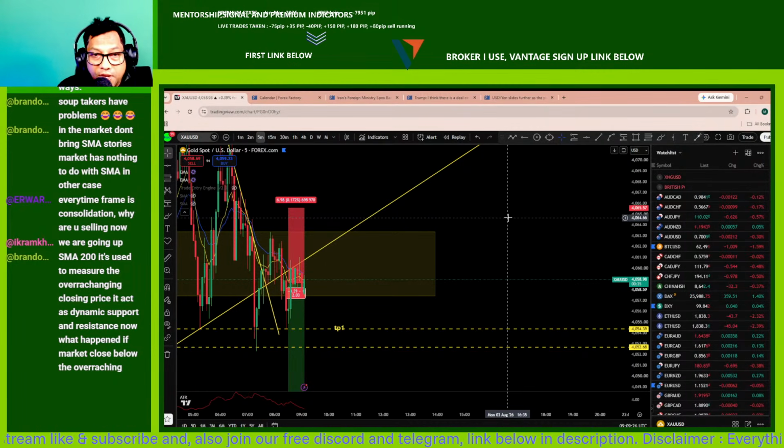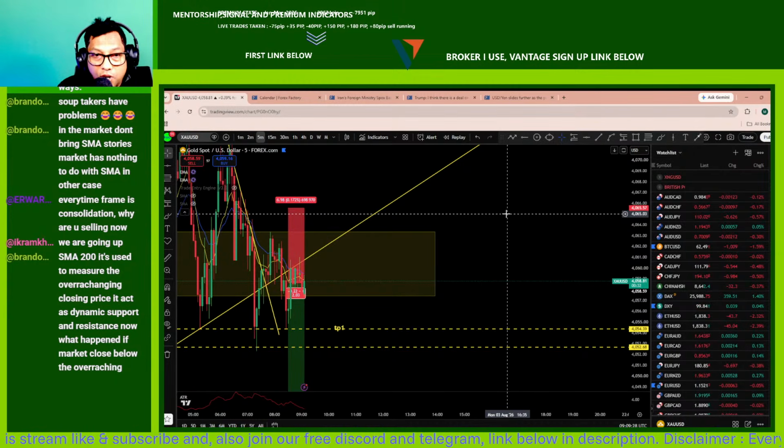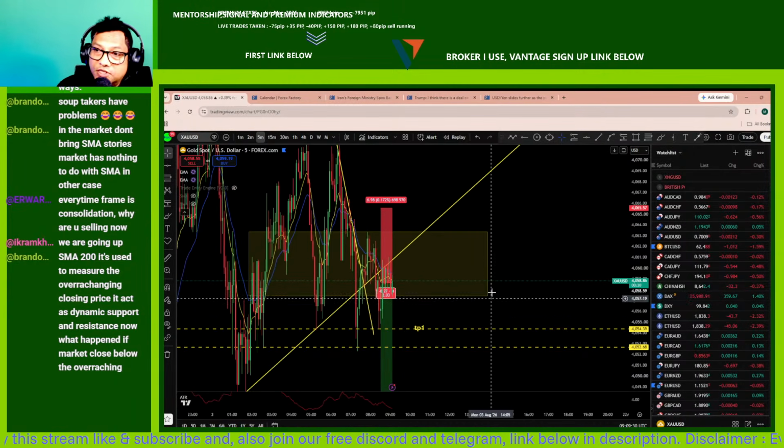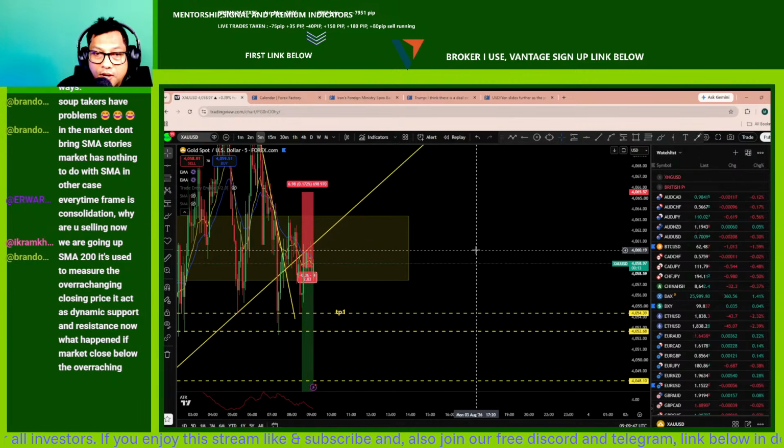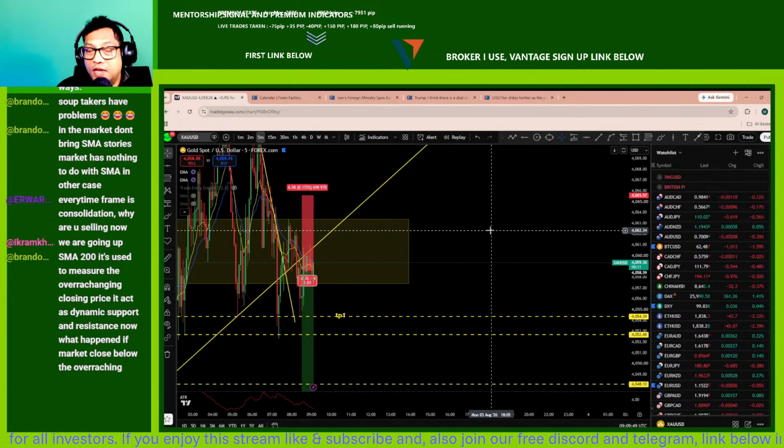We are going up. Okay, every time frame is consolidation. Why are we selling now? We see that there is some rejection here. You can see the SMA 200, which measures the average closing price and acts as dynamic support and resistance. That happens if the market closes below the moving average. Okay, let's see the market.